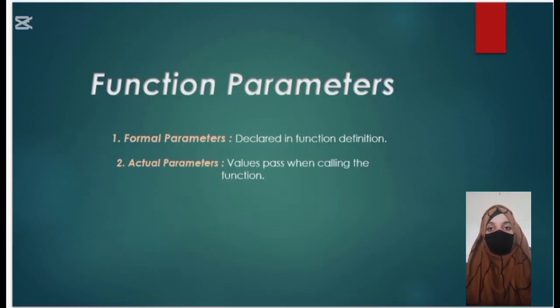Function parameters. There are two types of function parameters. First one is formal parameters and another is actual parameters. Formal parameters are those parameters that are declared in function definition. Actual parameters are values passed when calling the function.